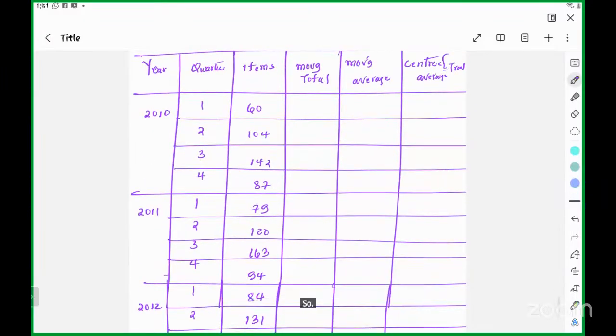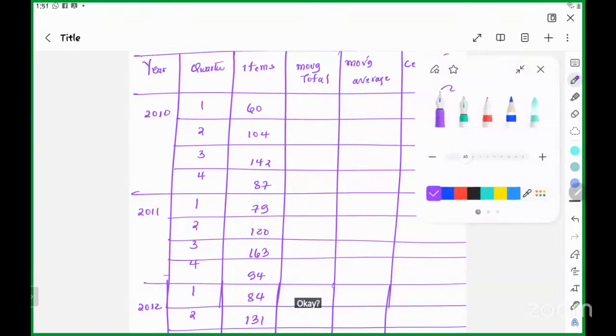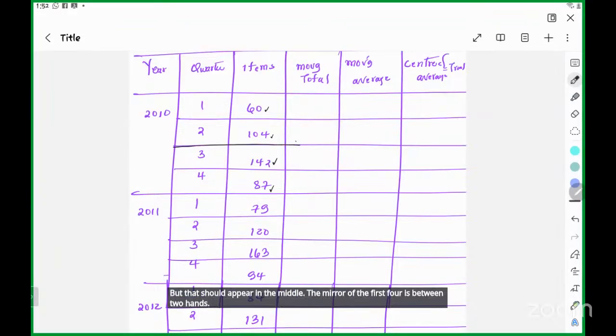The rest it is us to generate. So it's a 4 point. When it says the 4 quarterly, they want the four-centered quarterly. So we are going to be adding in 4s. The first 4 are 1, 2, 3, 4, 60 up to 87. But that should appear in the middle. The middle of the first 4 is between 2 and 3.